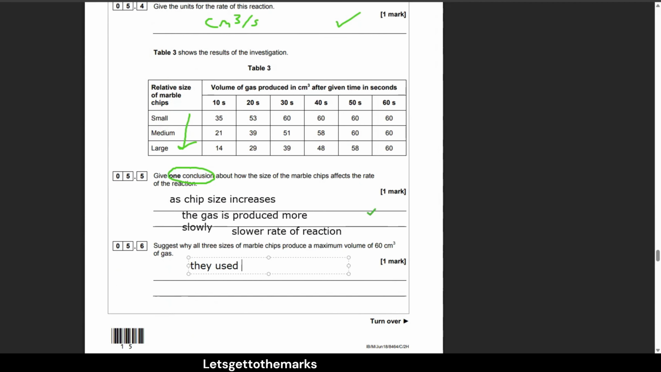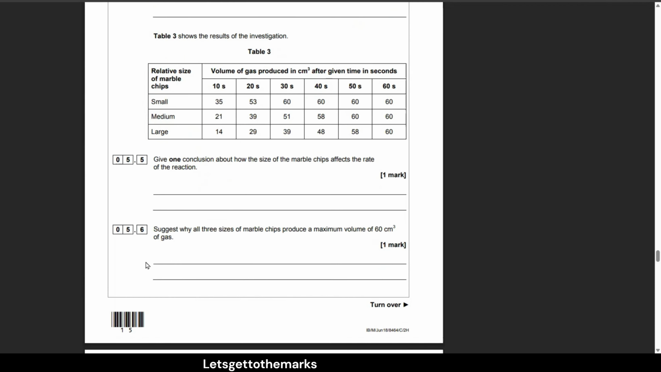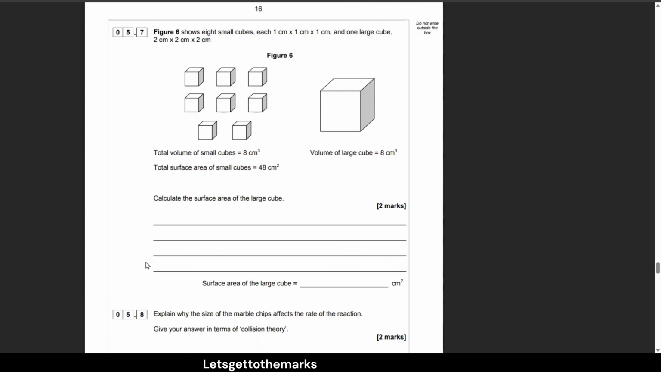They used the same mass of chips, so that was the maximum product produced. So it looks like that's the maximum they could produce. Same mass. You've got the same amount of reactants, essentially. Exactly the same amount. It's just happening quicker with one and slower with the other.